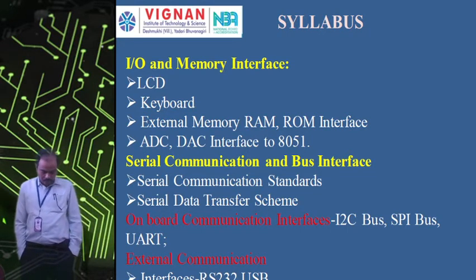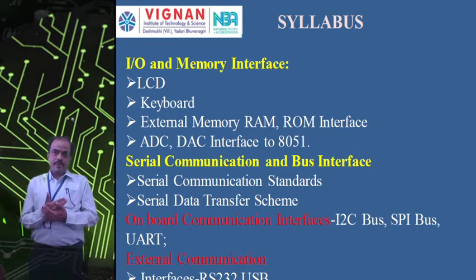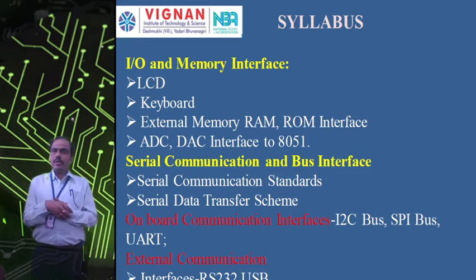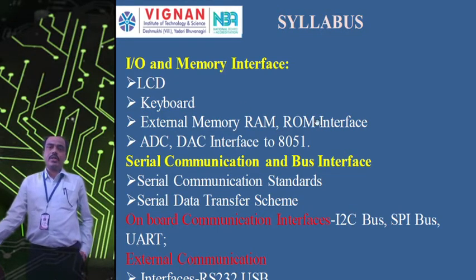In the second part we will discuss serial communication and bus interface, where we are going to discuss serial communication standards, serial data transfer schemes, and there are two types of communication: onboard and external communication. In onboard communication we will discuss I2C bus, SPI bus, UART, whereas in external communication we will see interfacing of RS-232 to 8051 and USB. So this is the content we are going to discuss in unit number 3.